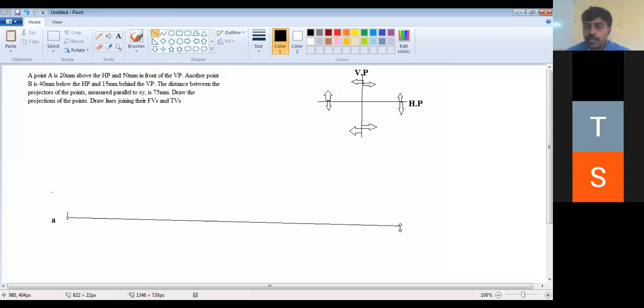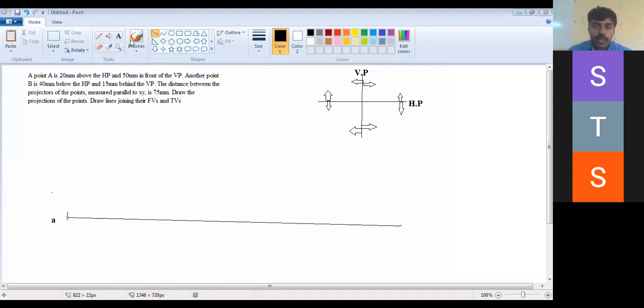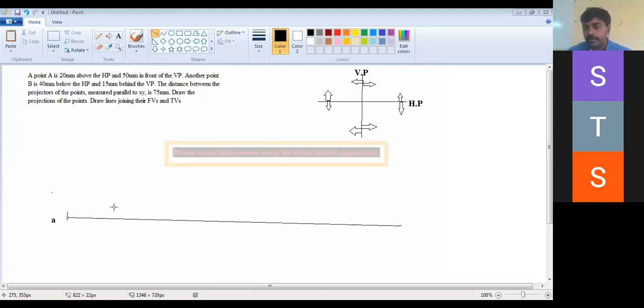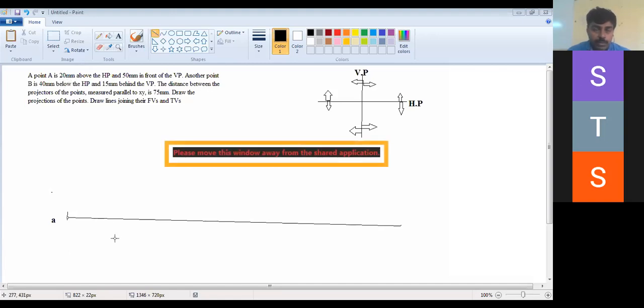Which quadrant is it? 20 above HP, in front of VP. It is in the first quadrant. For the first quadrant, how should our answer be? A dash should be above the xy line, and A should be below the xy line. Okay, I'm drawing above the xy line, so how much is the above dimension? It is 20. So what I'm doing, I'm going to represent it as 20.